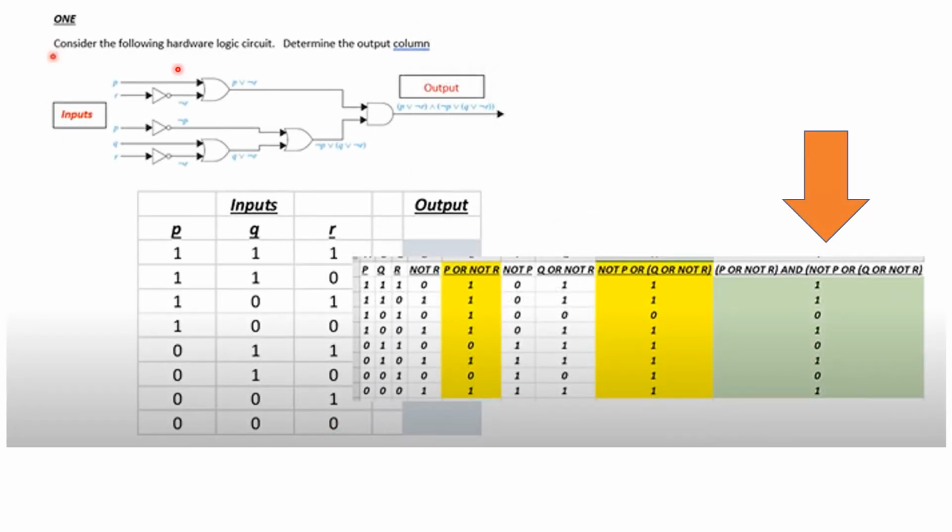First problem involved a hardware logic design that I gave you, and you were to determine the output values given the inputs. This is a truth table problem, and your answer should be 1, 1, 0, 1, 0, 1, 0, 1.